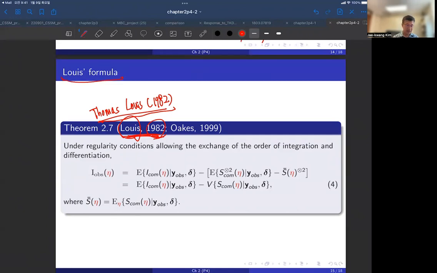So if somebody, if I can make a Kim's formula, that would be nice, right?